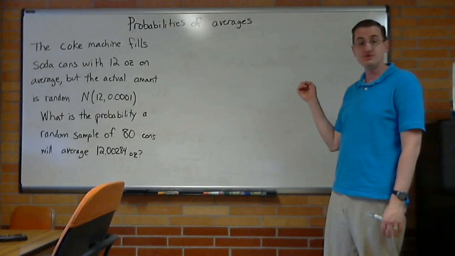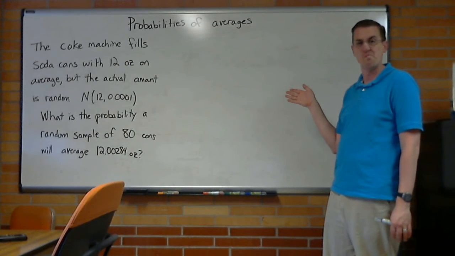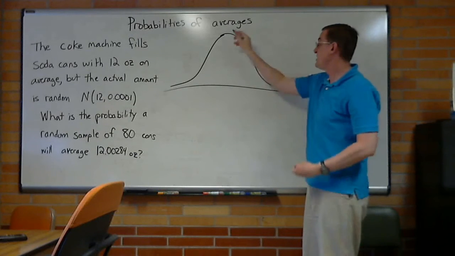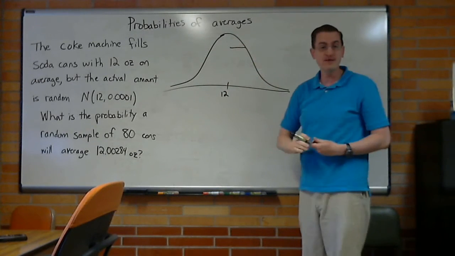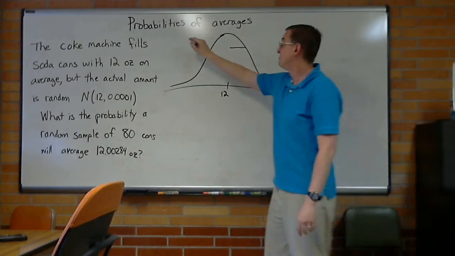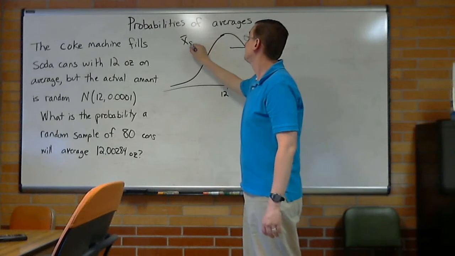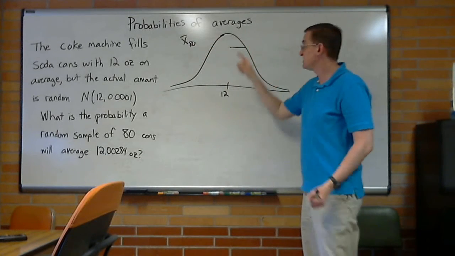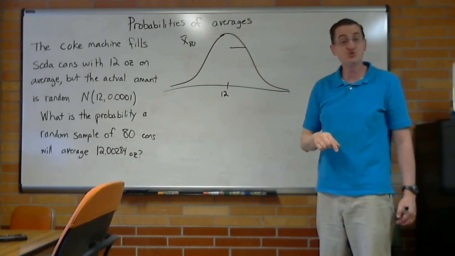Your normal distribution will look something like this. Watch me pull a Samantha and put it magically on the board. So we have an average of 12. Now, what number goes right there? That's the tricky part. Remember, we're not talking about individual cans. We're talking about an average from 80 cans. So the number right here needs to be the standard deviation divided by the square root of n.